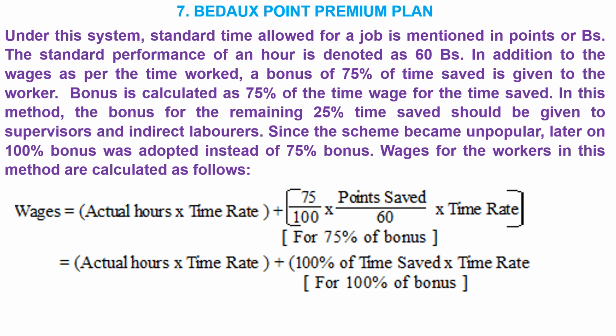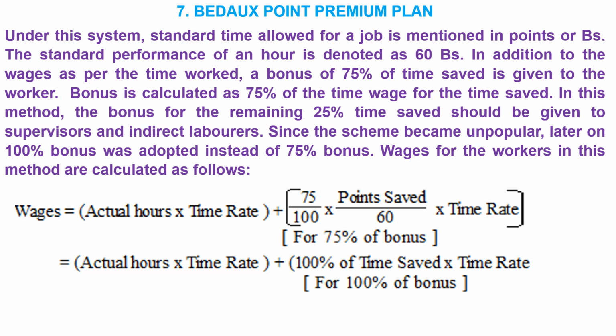7. Bedaux Point Premium Plan. Under this system, standard time allowed for a job is mentioned in points or Bs. The standard performance of an hour is denoted as 60 Bs. In addition to the wages as per the time worked, a bonus of 75% of time saved is given to the worker.